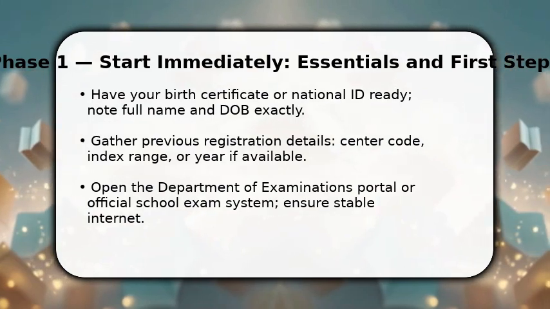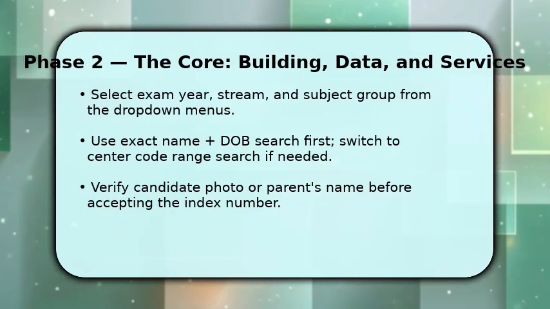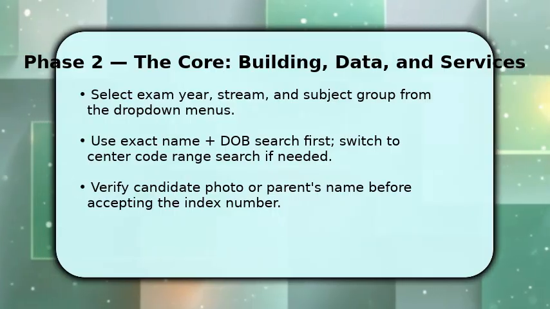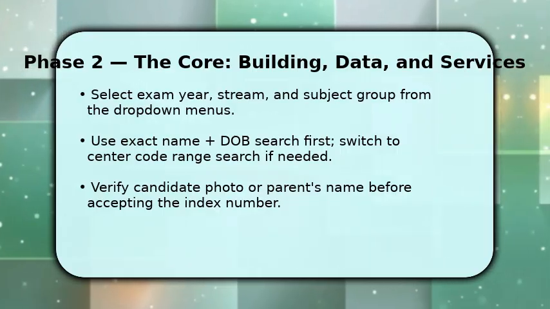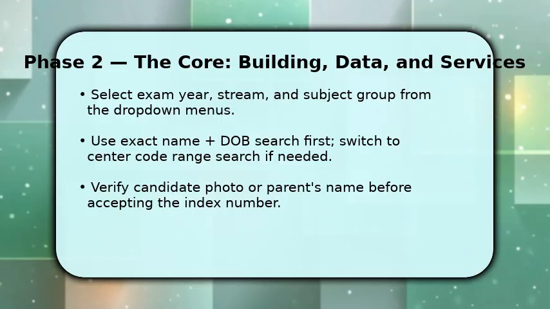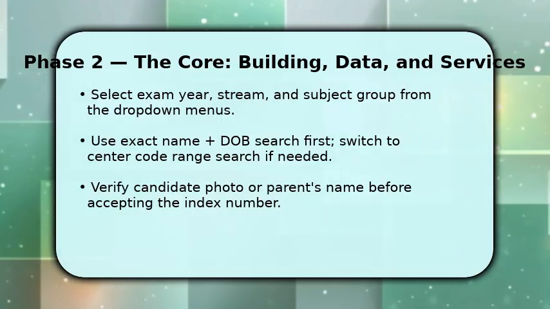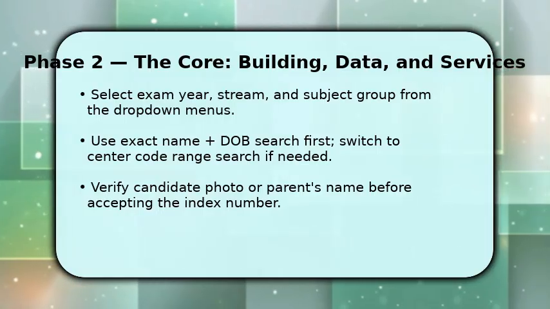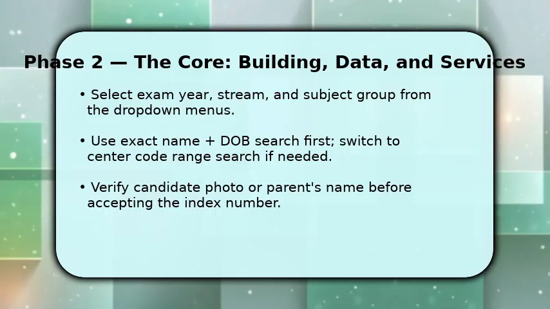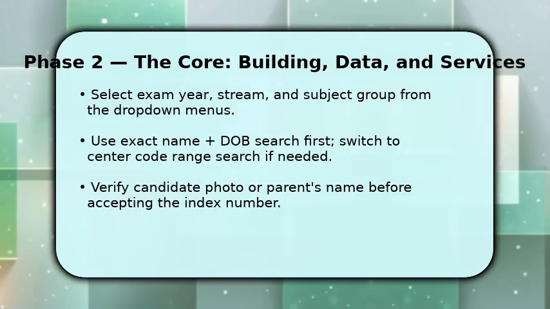Once you're on the portal, choose the correct exam year and stream because wrong selections hide results. Use the name and DOB search first. It's fastest when records match. If that fails, switch to center code or index range search and enter any partial numbers you noted. Make sure to review the candidate photo or parent's name displayed. That confirms it's the correct record.